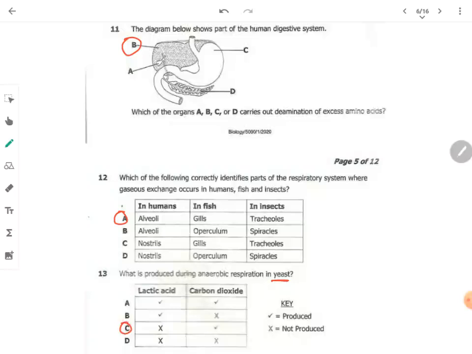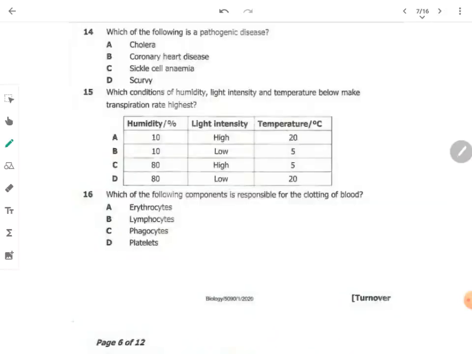Let's go to question 14. Question 14 says, which of the following is a pathogenic disease? Pathogenic disease is a disease caused by a pathogen. Cholera is caused by a pathogen known as Corelli. So Corelli. It's a pathogen that causes malaria.